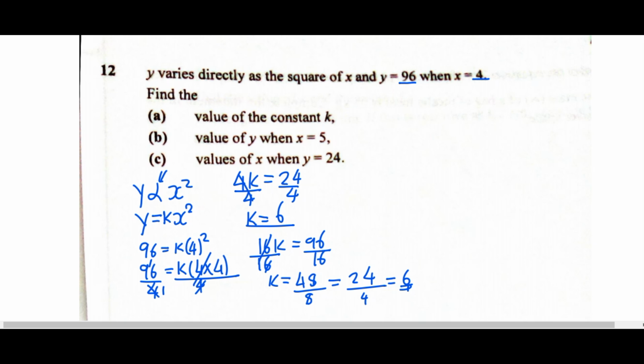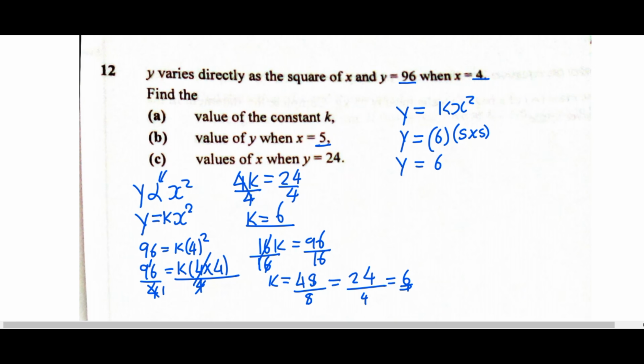So there are so many ways in which you can simplify. The key is you need to look at what works for you as an individual. So let's go to B. B, value of y when x is equal to 5. So the equation is y is equal to kx squared. So y is equal to, what's our k? Our k is 6 multiplied by x, which we have been given as 5, so 5 times 5.